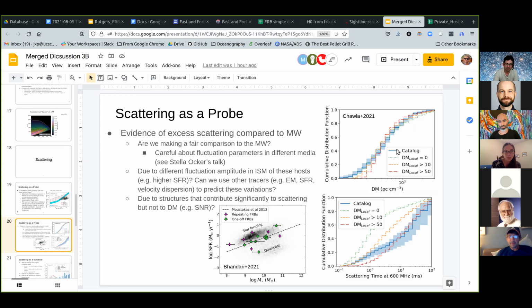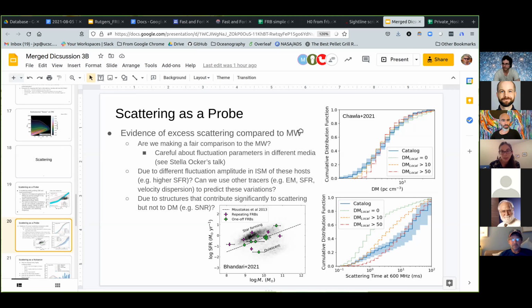So one of these is something that we can predict, I think, that we have the tools to start predicting. So we have some theory, which is somewhat supported with observations of nearby galaxies, of how the turbulence in these galaxies should change with properties of the galaxy. And so this is something that we can start to look at with simulations, and also with individual sources where we have detailed follow-up of those galaxies.